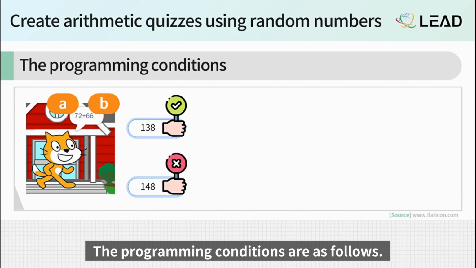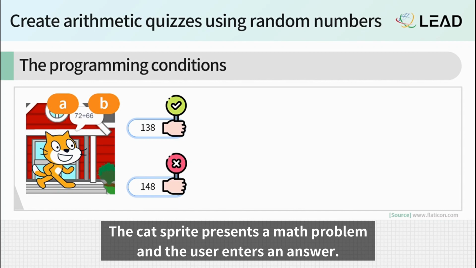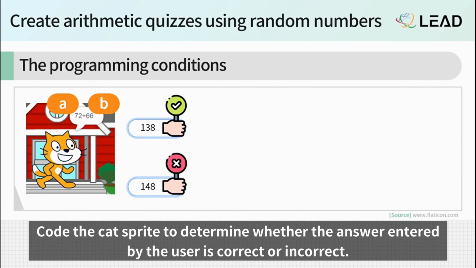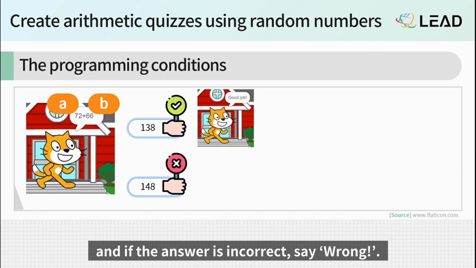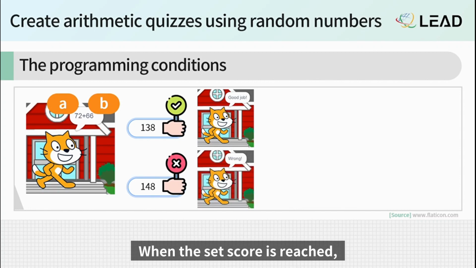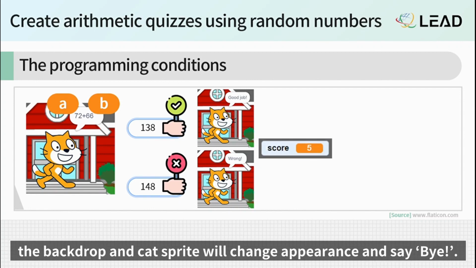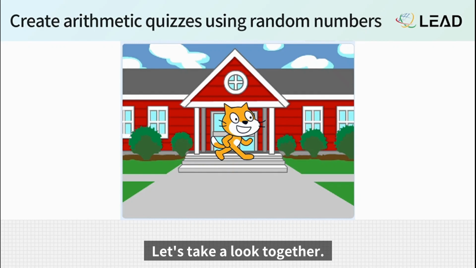The programming conditions are as follows. The cat sprite presents a math problem, and the user enters an answer. Code the cat sprite to determine whether the answer entered by the user is correct or incorrect. If the answer is correct, say good job. And if the answer is incorrect, say wrong. When the set score is reached, the backdrop and cat sprite will change appearance and say bye. Let's take a look together.